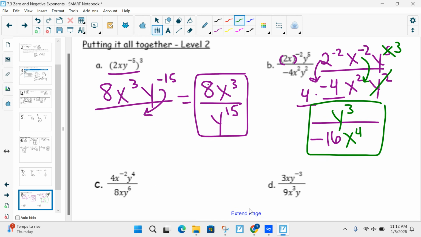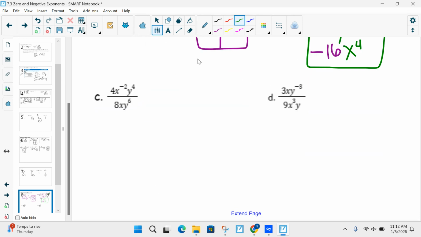Okay, C is very similar to D. So we're going to try C. I'll let you try D on your own. So first we look at the coefficients. 4/8, think about that as a fraction. What is 4/8 reduced to? 1/2. So this would be 1/2.